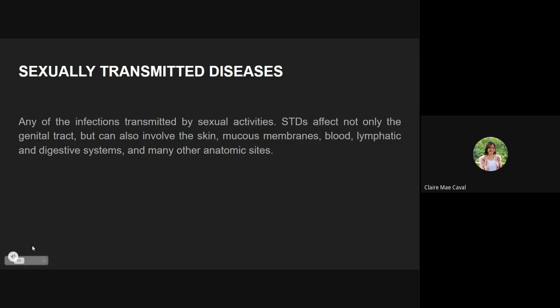So what are sexually transmitted diseases or STDs? These are any of the infections transmitted by sexual activities. STDs affect not only the genital tract but can also involve the skin, mucous membranes, blood, lymphatic, and digestive systems, and many other anatomic sites. So epidemic STDs include AIDS, that's acquired immunodeficiency syndrome, which is very rampant. You have also chlamydial and herpes infections, gonorrhea caused by Neisseria gonorrhoeae, and syphilis caused by a spirochete bacterium, that's your Treponema pallidum.